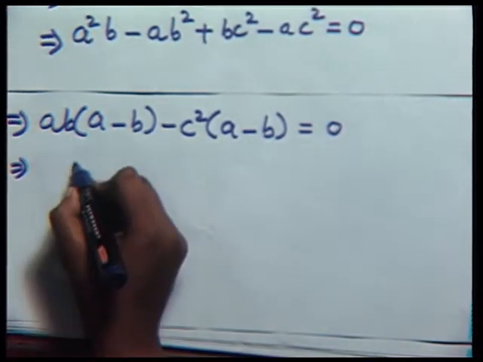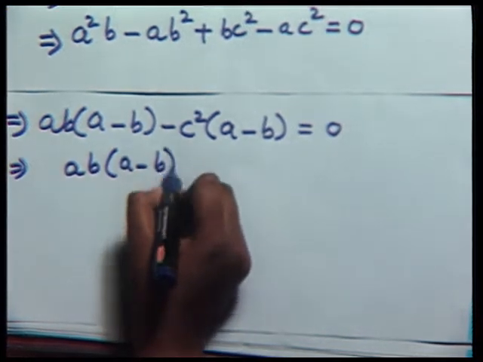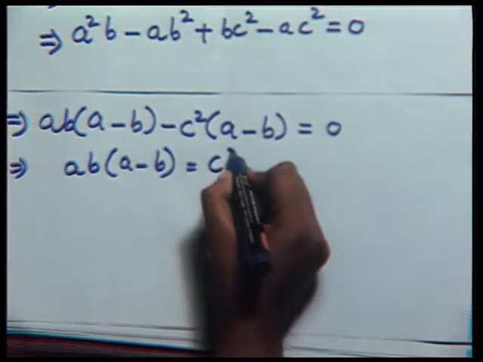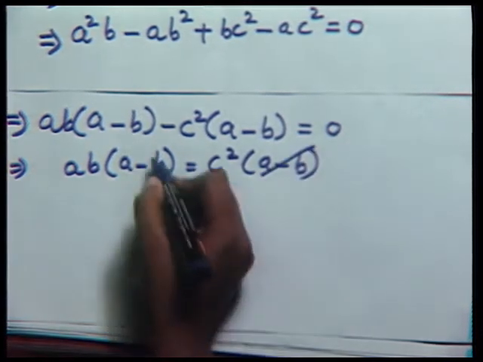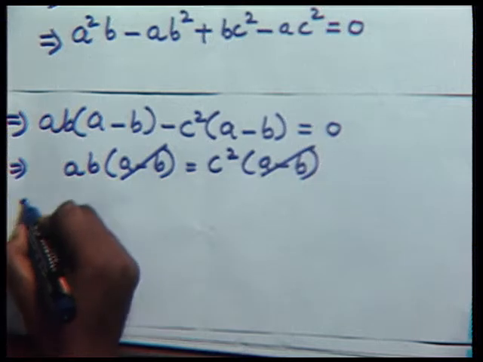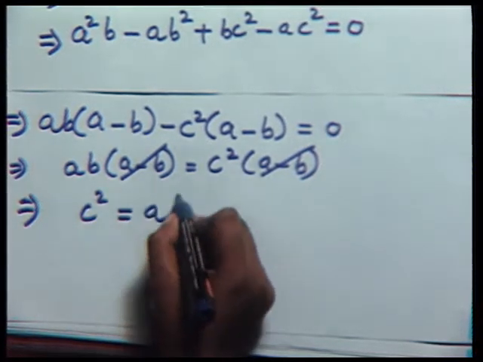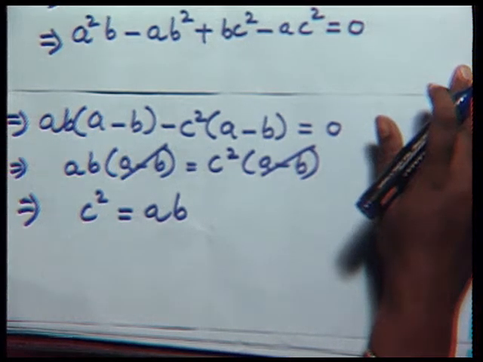This implies that AB into A minus B is equal to, taking this term to the right hand side, we get C square into A minus B. Cancelling out A minus B from both the sides, we are left with C square is equal to A into B, which was the needed result.